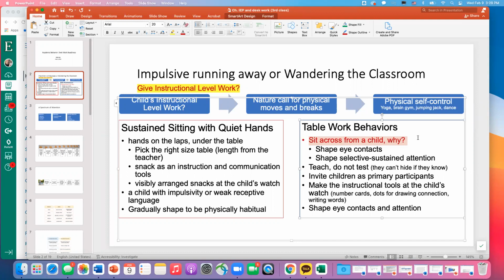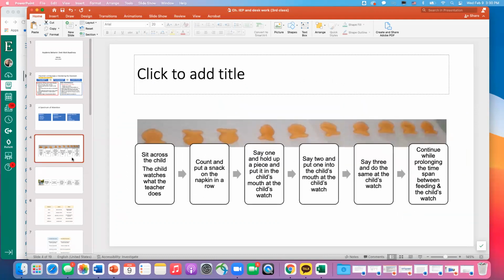And I said shape eye contact, that I'm going to explain a little bit later because it's all one activity we want to do all together. Okay, I'm going to explain that a little bit later. And then shape selective sustained attention, and then teach it, do not test. Let's come back after this one. This is what I do.